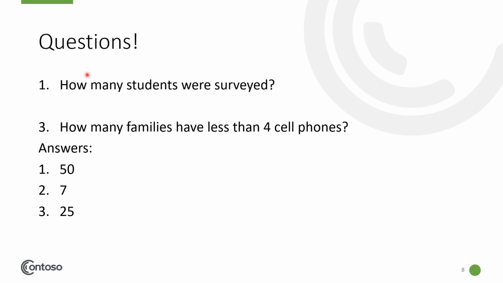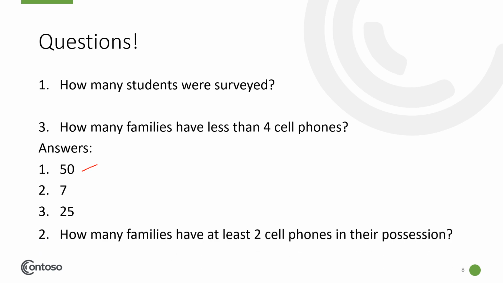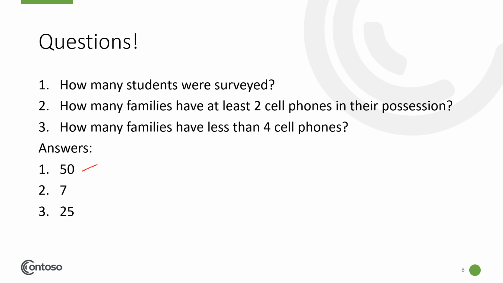Now, let us answer the questions. Question number 1: how many students were surveyed? Binilang natin kanina, there are 50 families, 50 students. Number 2: how many families have at least 2 cell phones in their possession? There are 7 families na merong dalawang cellphones sa kanilang possession.